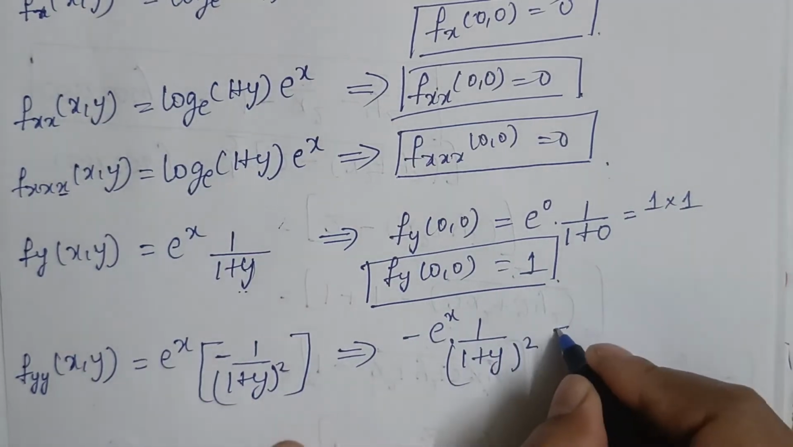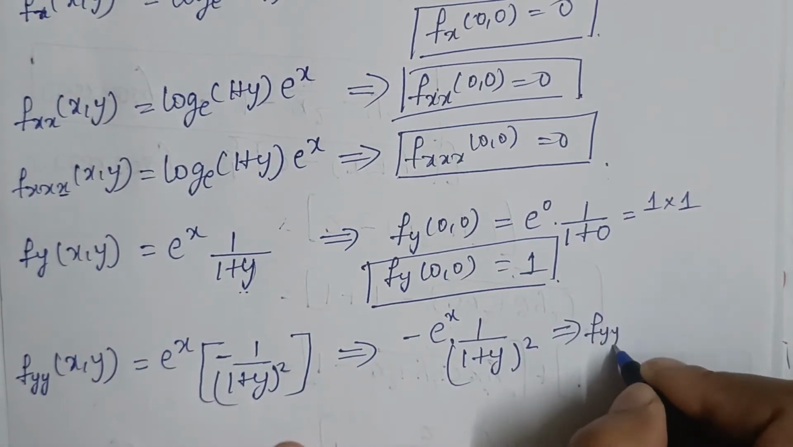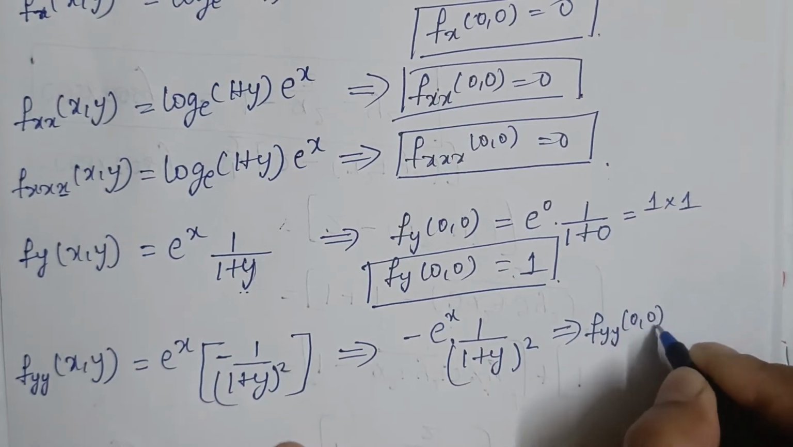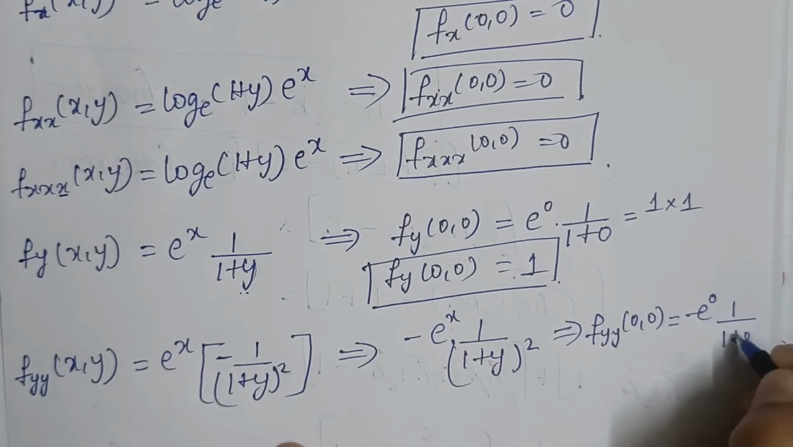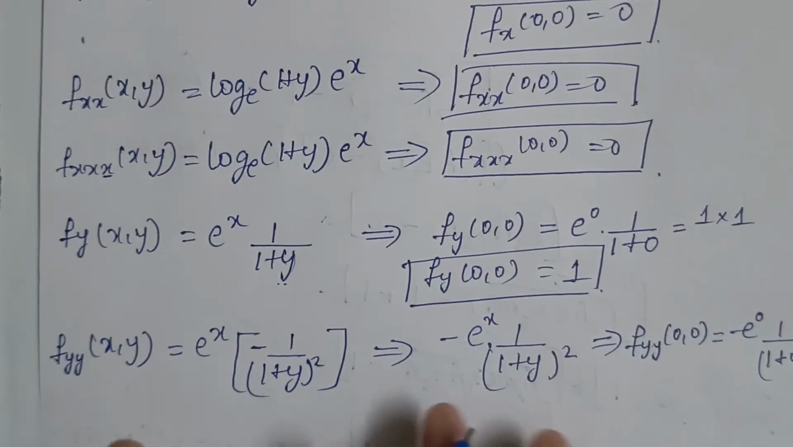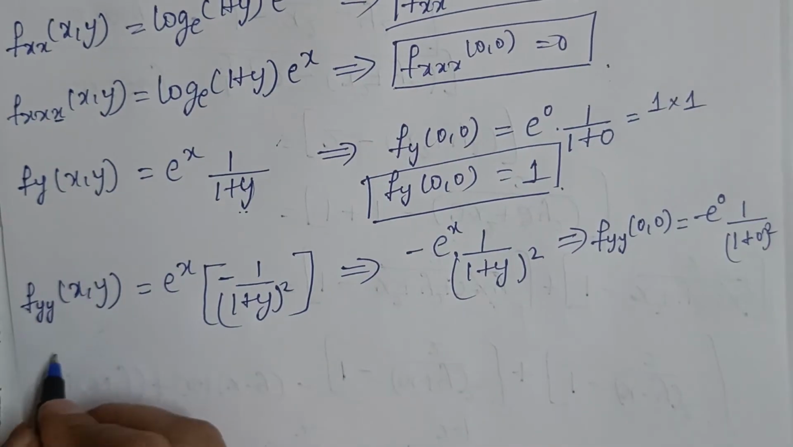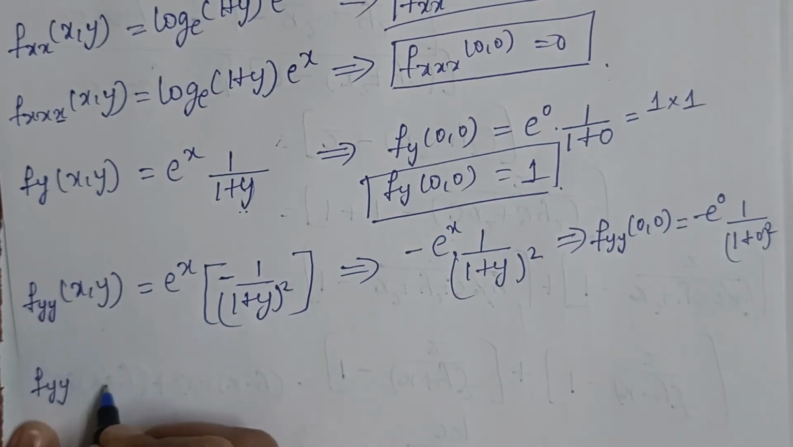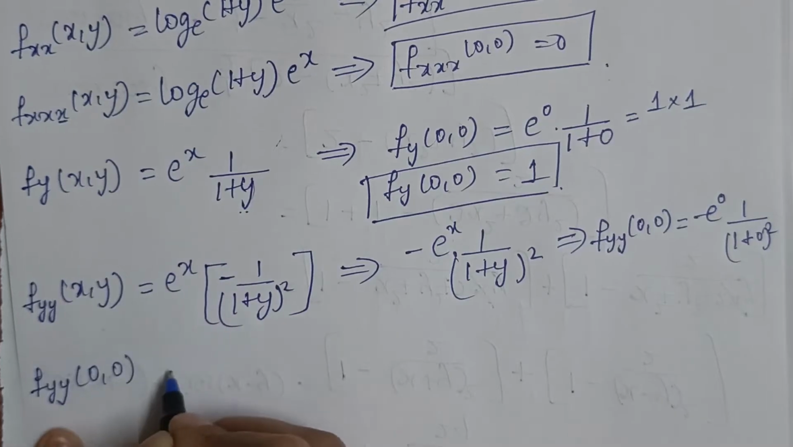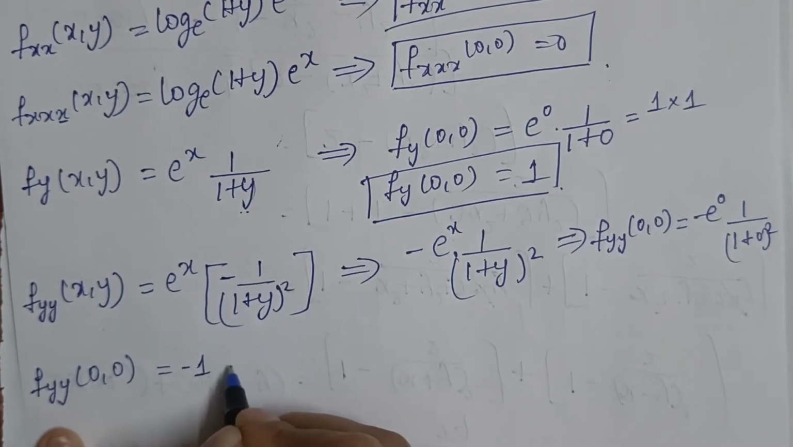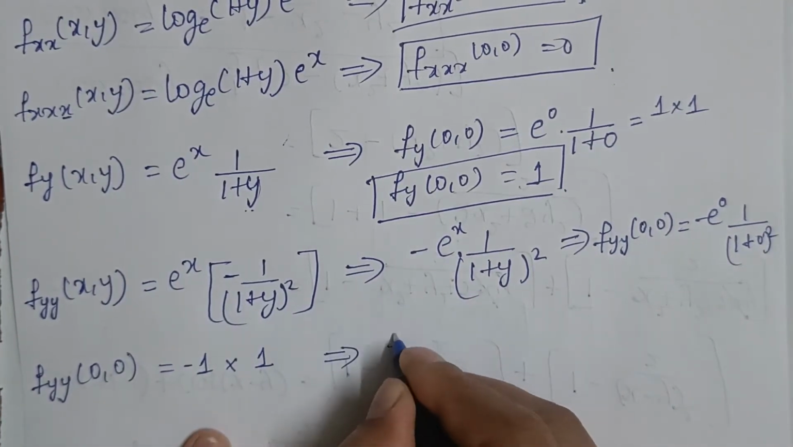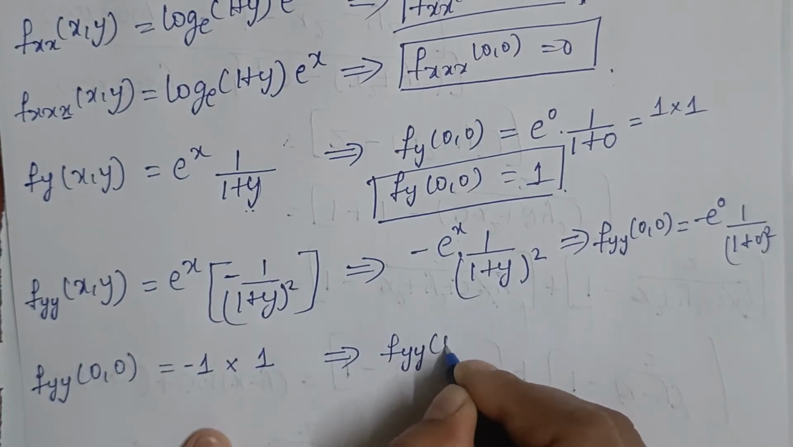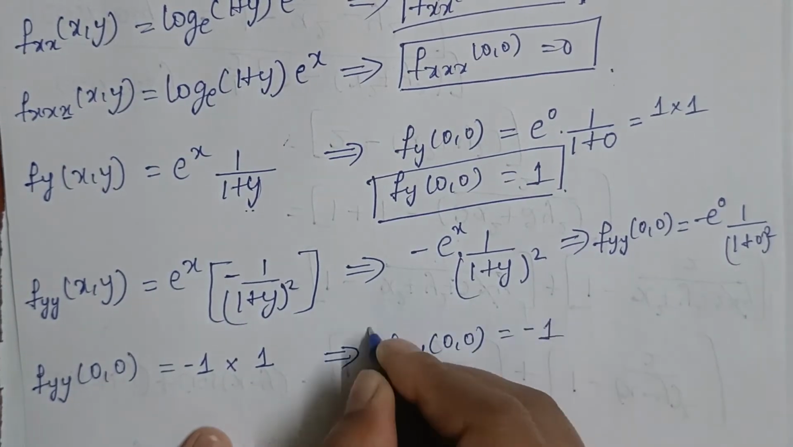So if I want to find f_yy(0, 0), it will become minus e^0 into 1 divided by (1 plus 0) the whole square. So f_yy(0, 0) is minus 1 into 1, which is equal to minus 1.